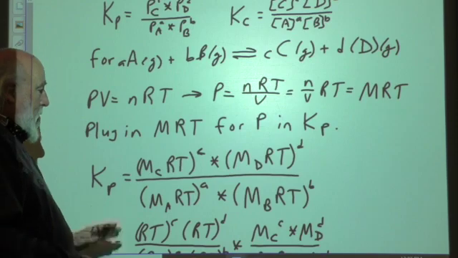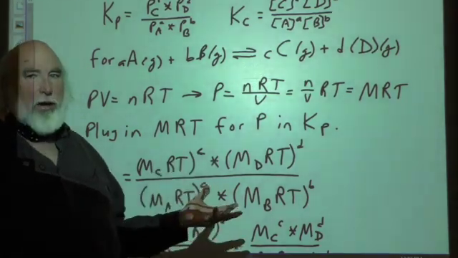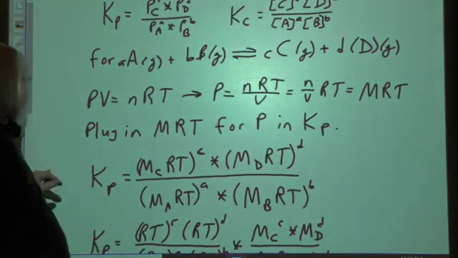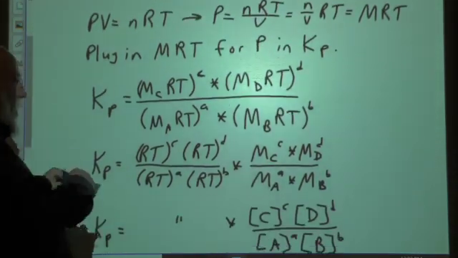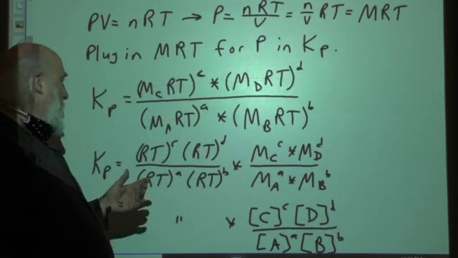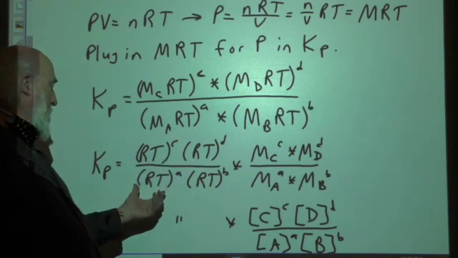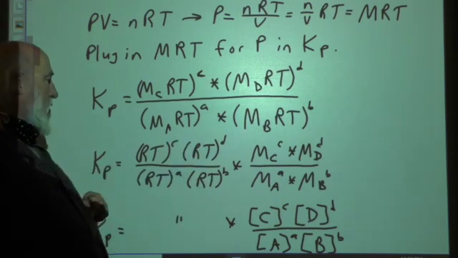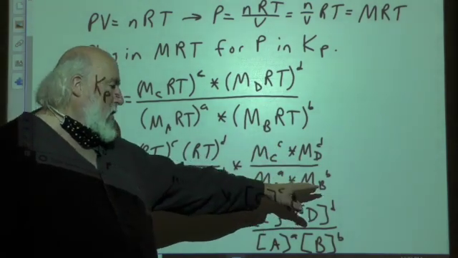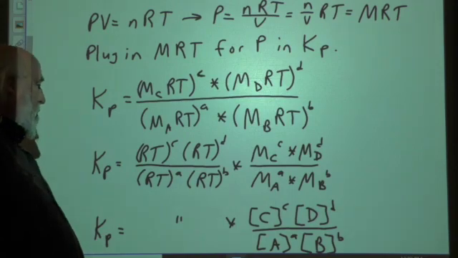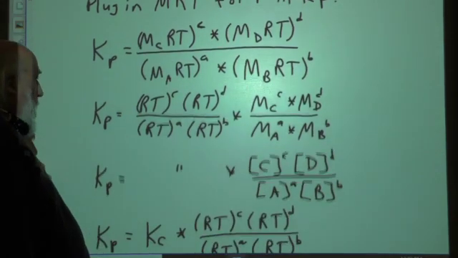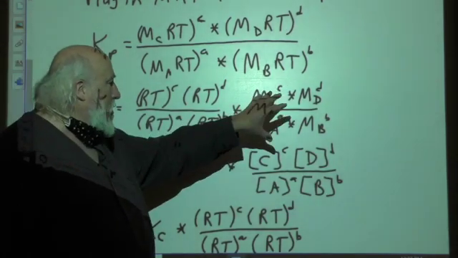So let's clean it up. You see that there's a trend of commonality here in these parentheses. So what I'm going to do is separate the RTs on one side and the Ms on the other. And it gives me RT to the c, RT to the d over RT to the a, RT to the b as one fraction, and M sub C to the c, M sub D to the d over M sub A to the a, and M sub B to the b in another fraction. Well, I'm going to now change this.